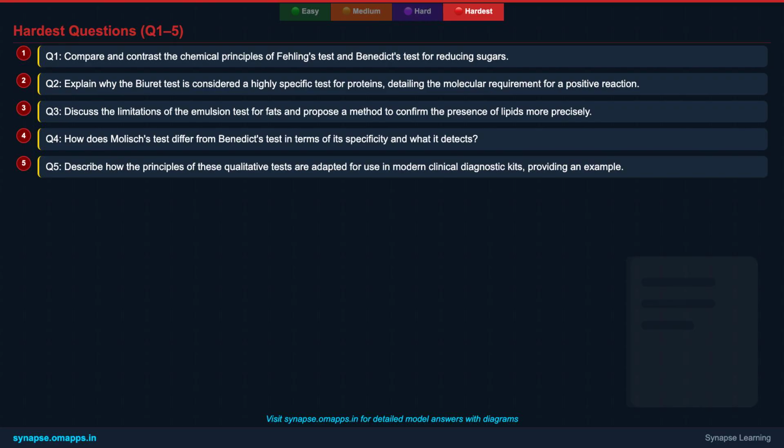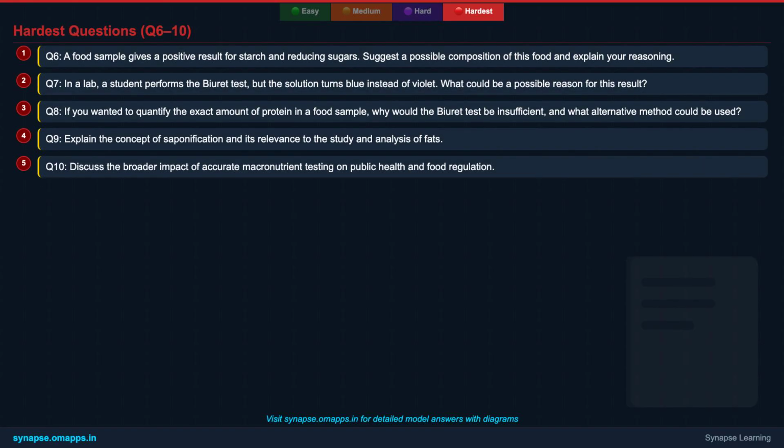Good luck! Let's continue to push your boundaries with 5 more advanced questions. These questions will require you to synthesize information, apply theoretical knowledge to practical situations, and think like a research scientist. How might you design an experiment to overcome a specific interference? What role do these tests play in understanding human health and disease? Consider the ethical implications of food testing. These questions are designed to deepen your analytical skills and prepare you for competitive examinations. Give them your best shot, and remember, the goal is not just to answer, but to truly understand.